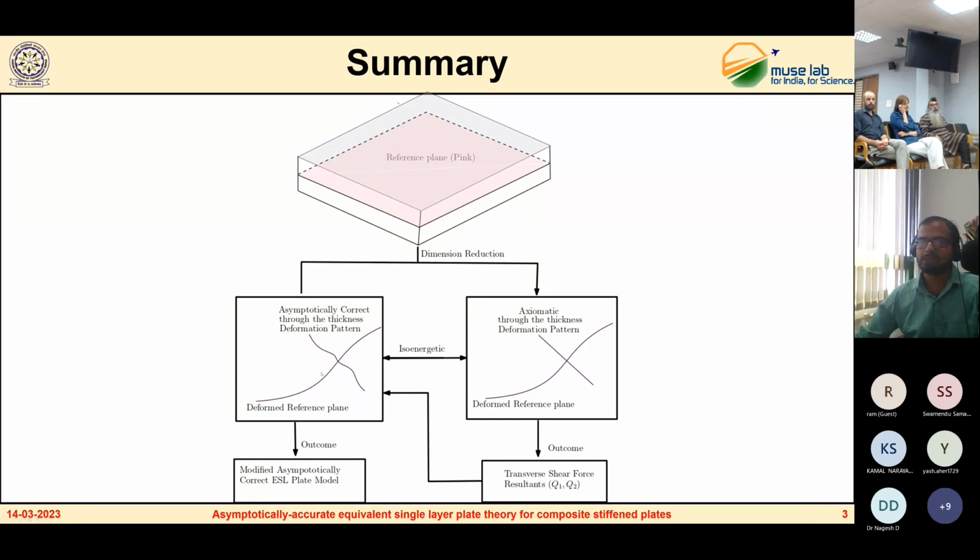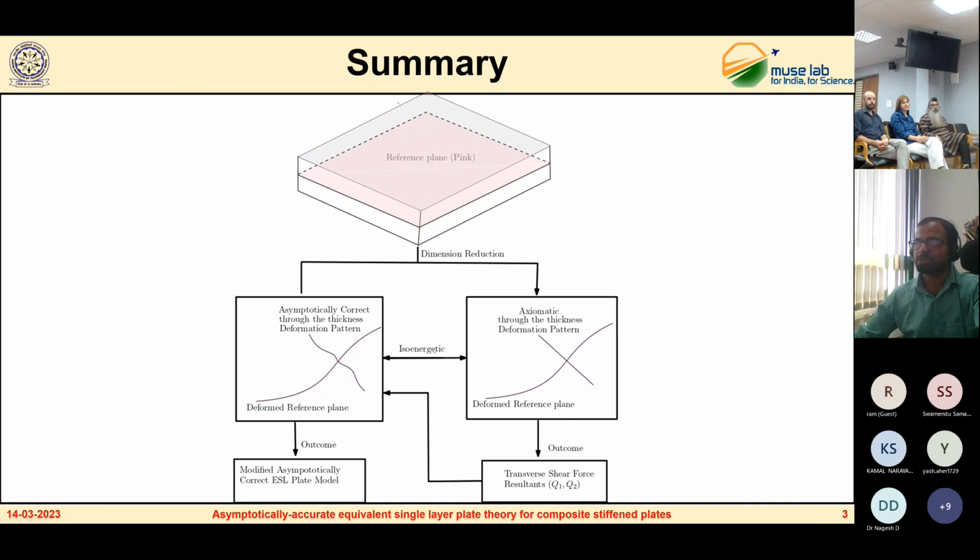This model contains higher order derivatives of generalized strains. To get rid of these higher order derivatives, we have considered an axiomatic or presupposition based plate theory. We have imposed a condition between these two theories, that these two theories are isoenergetic. That is, they absorb the same amount of energy for the same deformation pattern of the reference plane.